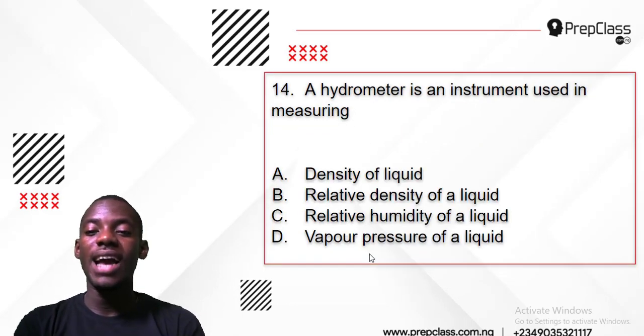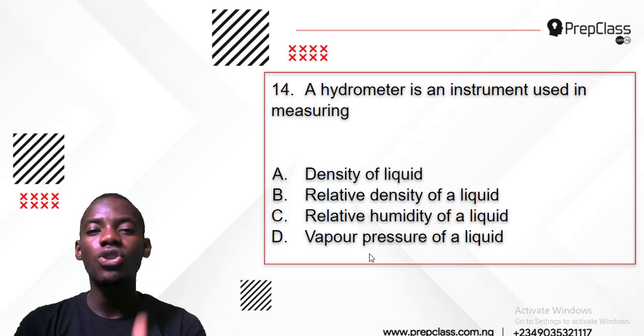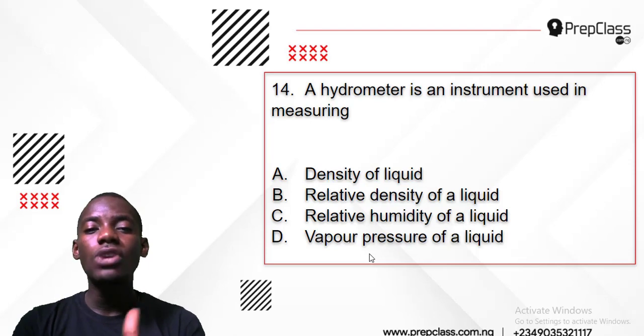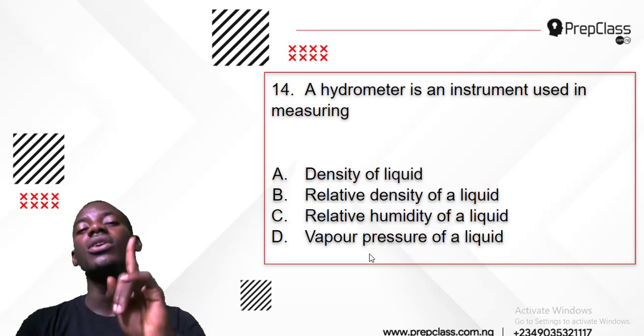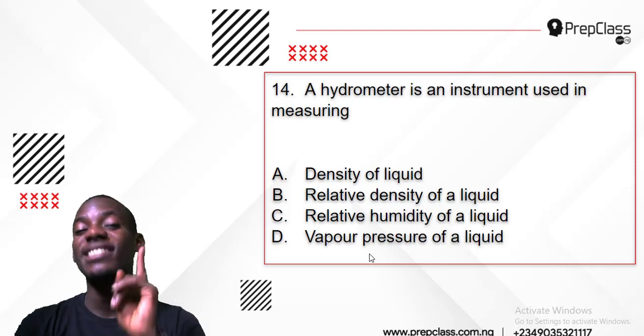And number 14 says a hydrometer is an instrument used in measuring what? Is it density of liquid, relative density of a liquid, relative humidity of liquid, or blood pressure of liquid? Do you have any idea? Now, when you hear the word hydro, it should remind you of D, D for density.